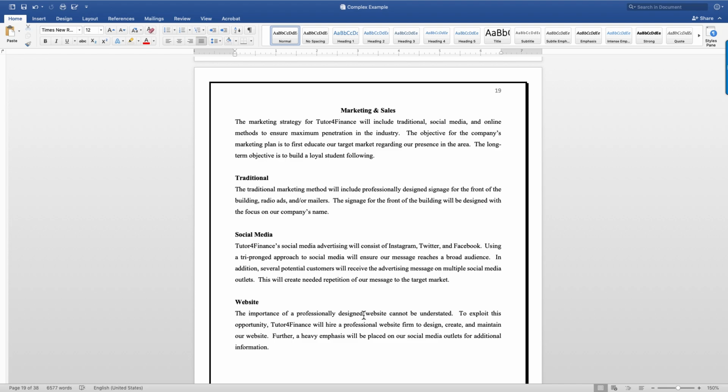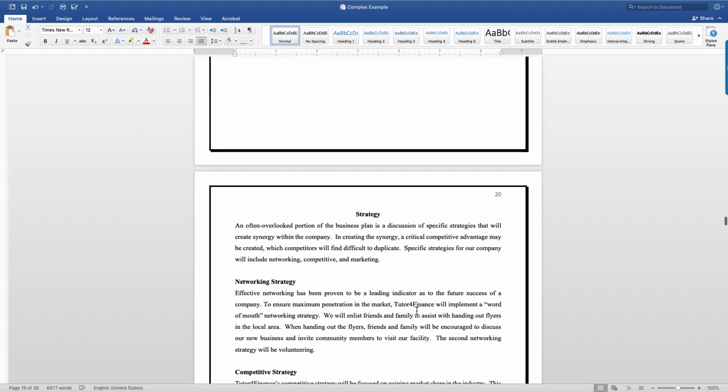And most companies that are started, that are in business, they use 3 different modes of marketing, which is going to be your traditional, your social media, and your website. And so I start with the foundation right here, and then I customize it to meet your company's needs.